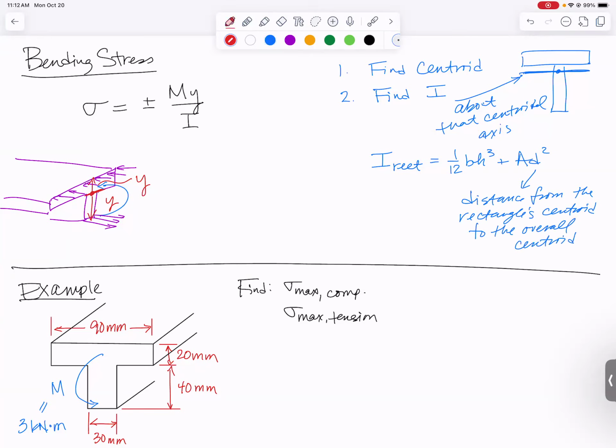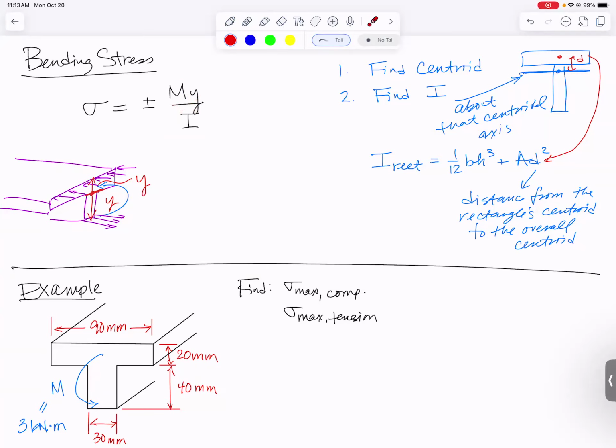So we're talking from this to this. There would be an example of a D that would go in here for D squared. So we find the centroid. Once we find the moment of inertia, then we can figure out how far from that centroid we are. We can figure out our moment of inertia, and we can plug in our bending moment and solve.